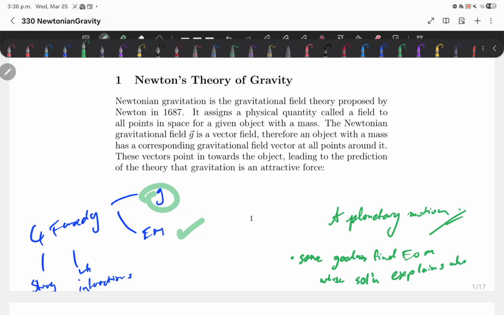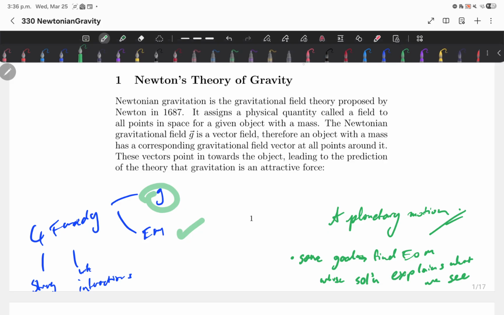We introduce what we call the gravitational field. Now g is going to be a vector field, kind of like the electric or magnetic field. It's going to exist everywhere. We're going to have a bunch of vectors, for example, due to the Earth, pointing in towards the Earth. It's very similar to the electrostatic field. Okay, so the Newtonian gravitational field is going to be g. We have a bunch of vectors pointing inwards.